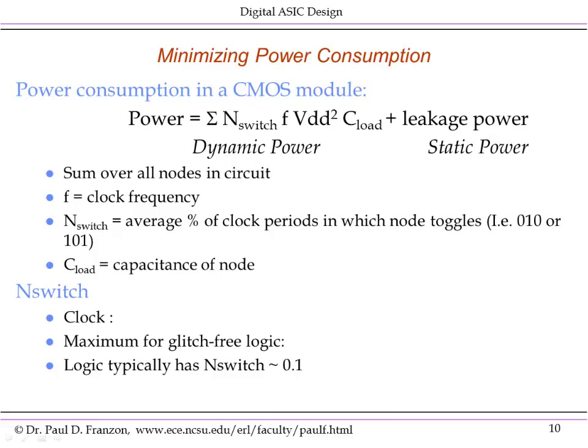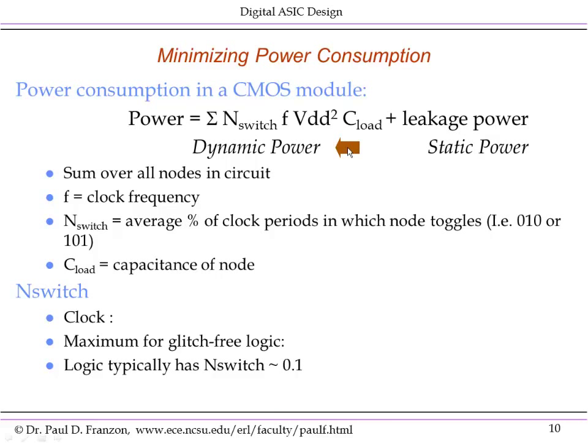So putting all this together, the power consumed in the CMOS module is the sum over all the nodes, N switch, F clock, V squared, C load. F is clock frequency, N switch again is the average percentage of clock periods in which the node does a complete toggle. C load is the capacitance of the node. We add to that this leakage power, which is the static power. This first term being the dynamic power.